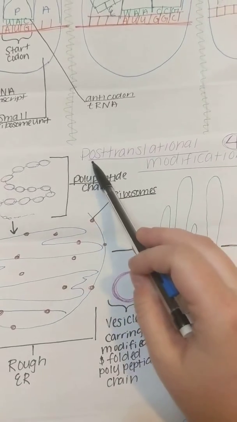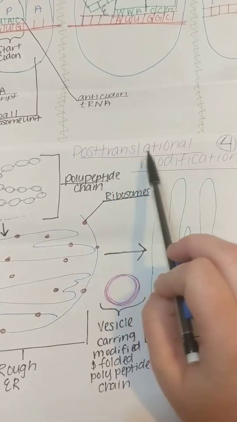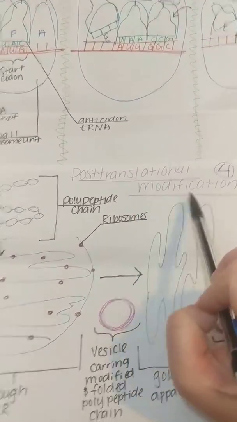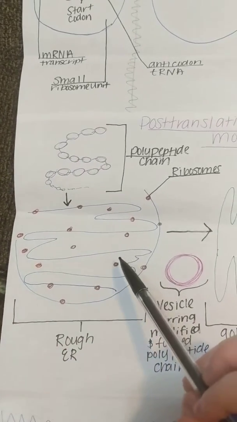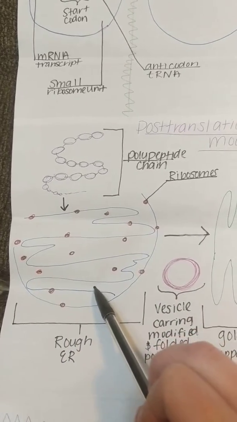And this step is called post-translational modification. Post-translational, just coming from translation, modification, having to be folded and formed into its 3D shape. So the folding and forming of its 3D shape happens in the rough ER.